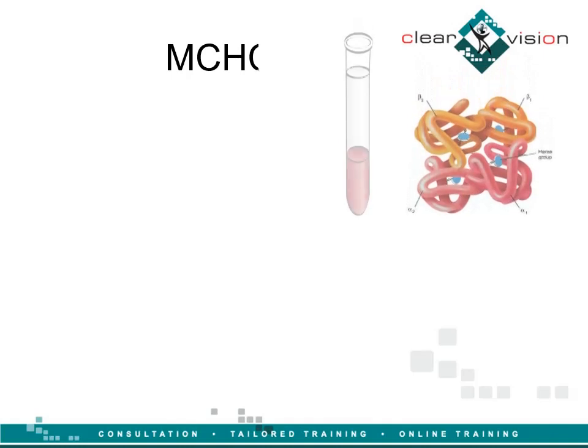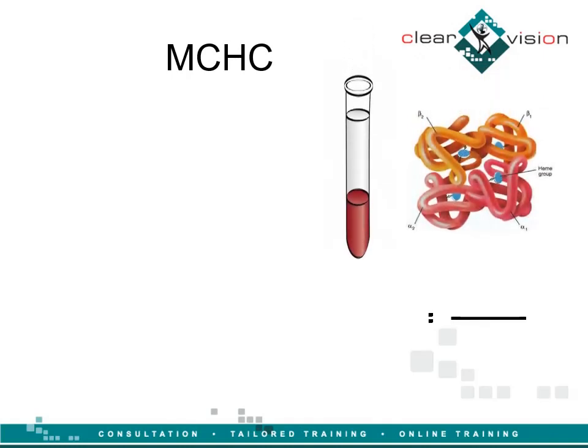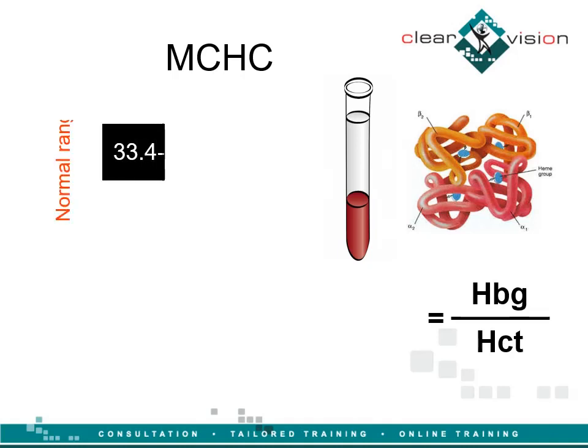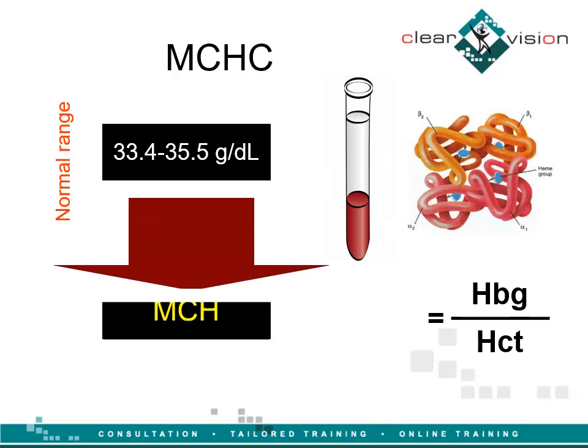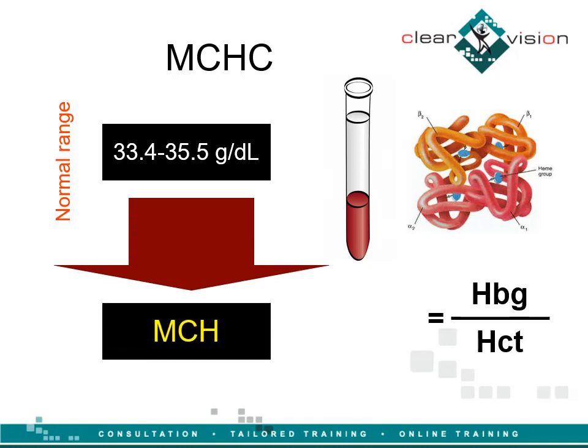Mean cell hemoglobin concentration is the hemoglobin divided by hematocrit. The normal range is between 33.4 to 35.5 gram per deciliter. Typically, mean cell hemoglobin concentration results match mean cell hemoglobin results.